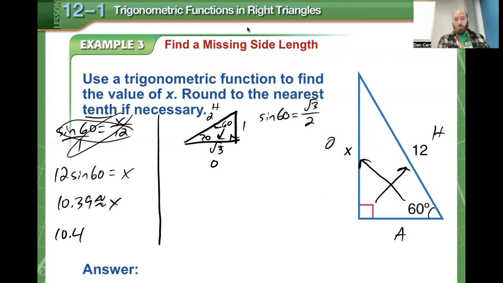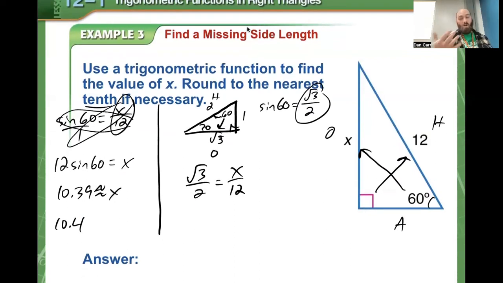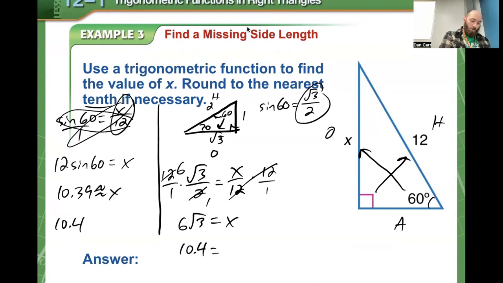Well, what that means is this ratio of root 3 over 2 is the same as this ratio, x over 12. If sine 60 equals x over 12 and sine 60 equals root 3 over 2, then that means I should be able to do this. So instead of using my trig in my calculator, I can just do this process. Actually, instead of cross multiplying, I'm just going to multiply both sides by 12 over 1. That will cancel that out. Divide by 2 is 1, divide by 2 is 6. So I get 6 root 3 equals x. And when I plug that in my calculator, I get 10.4.